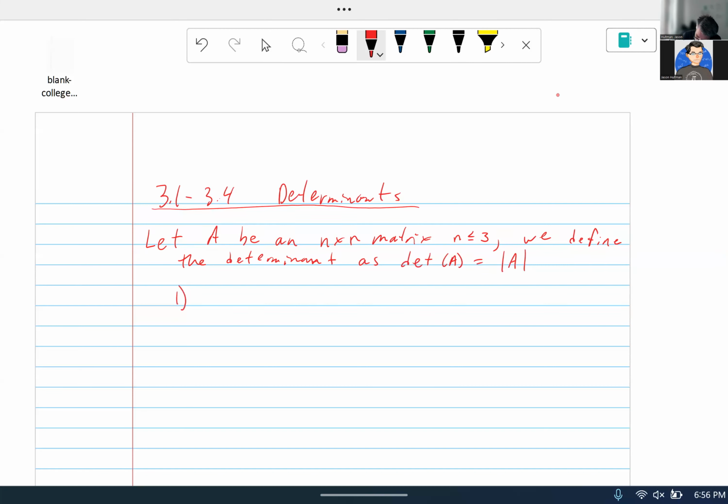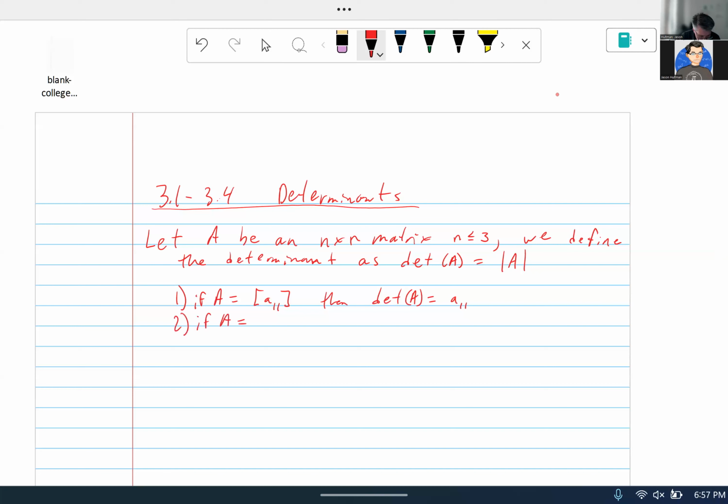Okay, if A is a 1 by 1, if A is equal to one element, A11, then the determinant of A is just equal to that one element, A11.